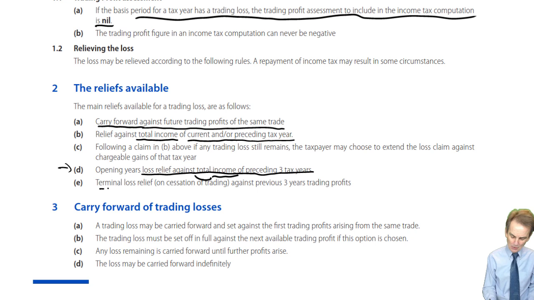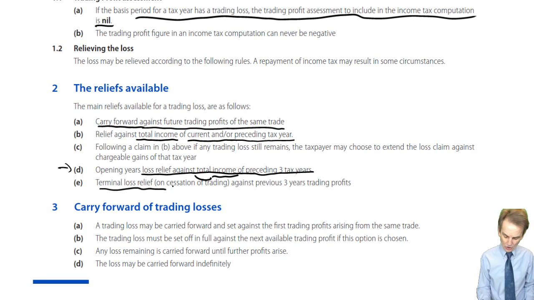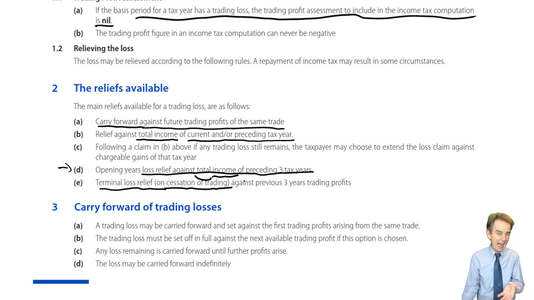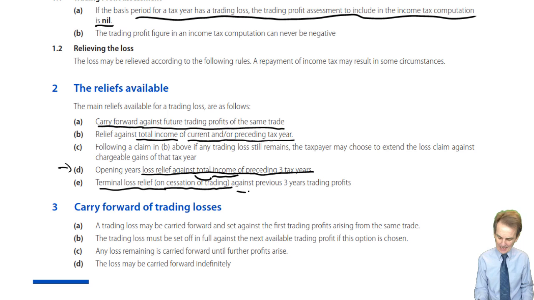And then terminal loss relief. Very, very specific, just dealing with cessation of trading. Exactly how we calculate these losses we see later in the specific notes on each of these individual losses. And here we can go back again 3 years, but this time against trading profits.